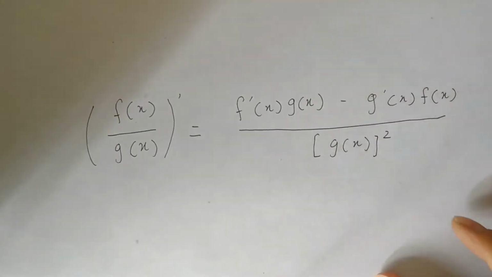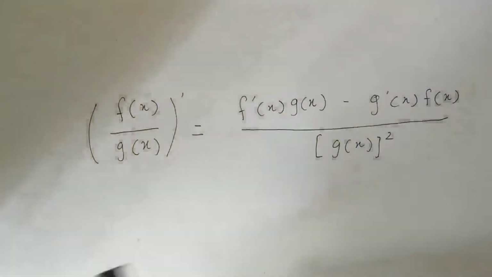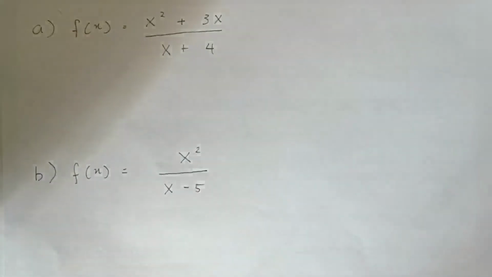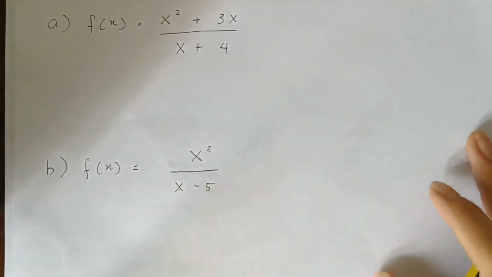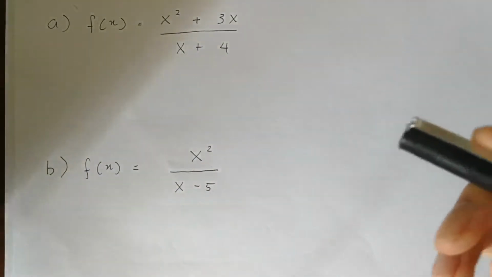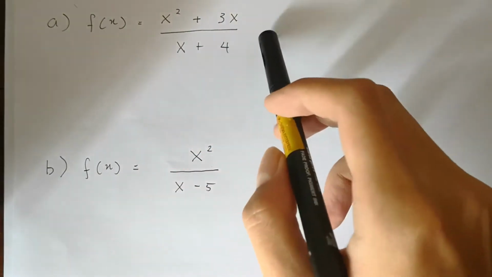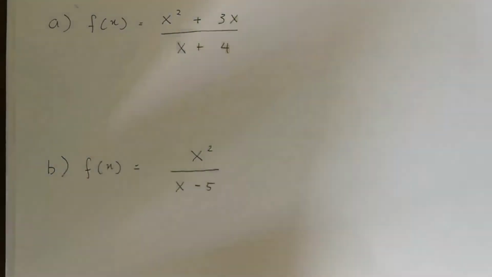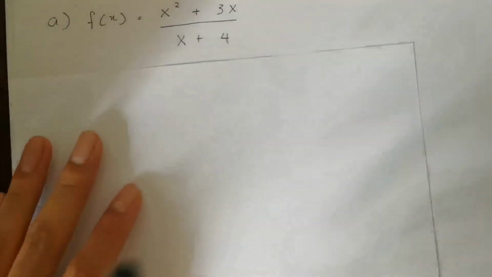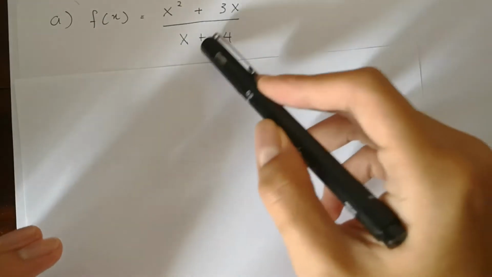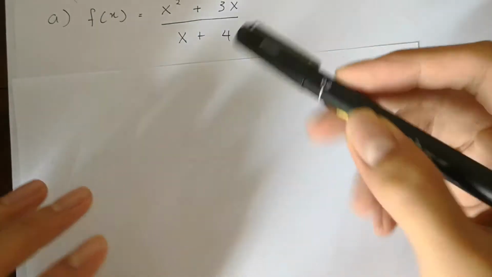Now I'm going to do some examples that you can apply in your exam paper or test papers. So let's do question A first. In question A, we have f(x) equals x squared plus 3x over x plus 4. From the question, we know that x squared plus 3x is the numerator and x plus 4 is the denominator.